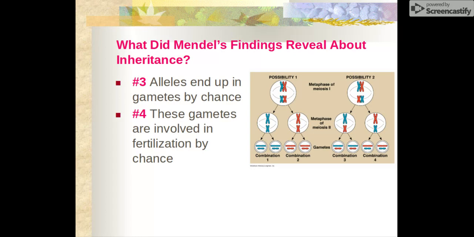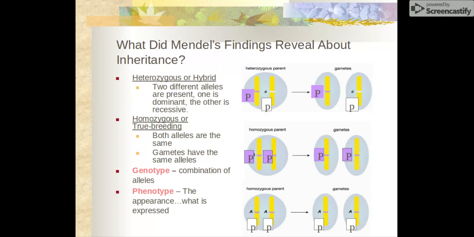Alleles end up in gametes by chance. Again, this is independent assortment. These gametes are involved in fertilization by chance. For the most part, we're not choosing which gamete is going to be part of fertilization. Eggs get released whenever, and you can't determine which of the 100 million sperm are going to fertilize that egg. What did Mendel's findings reveal about inheritance?